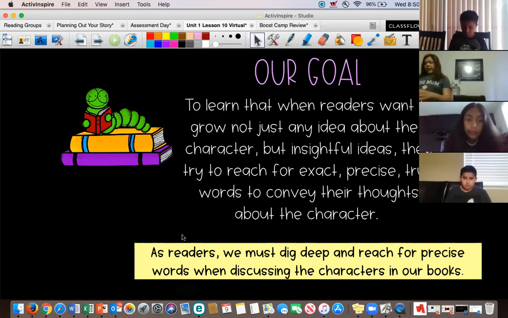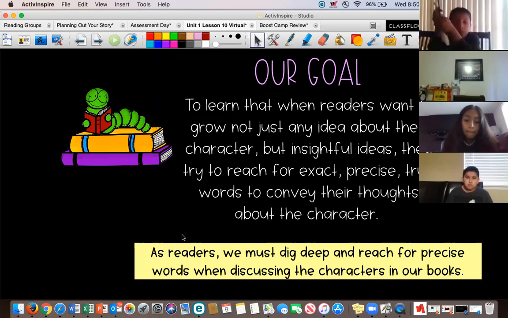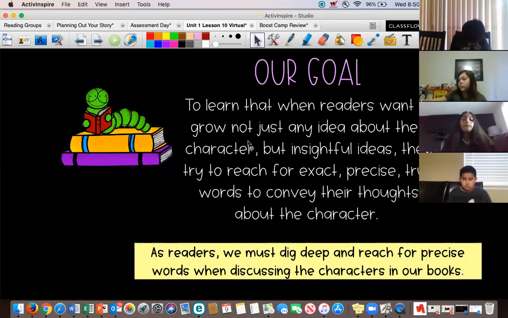So as readers, we have to dig deep and find precise words, better words, more academic words to describe our character and how they're acting as a character, as a person. And so we're going to look at how we can take some simple words that we may be saying, like happy or nice, and use what we know to make a more precise description of the character and the way we're reading a character.